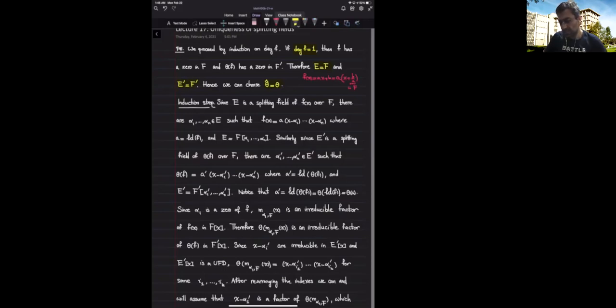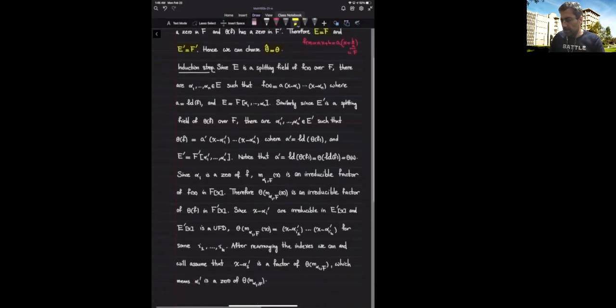Now I'm going to discuss the induction step. I should warn you that the induction step is a bit technical, but the main idea is actually rather easy. So first I'm going to show you the technical part. We go through all the details, but then at the end I'm going to summarize it and mention the important parts of the argument. Okay, so what is it again? We start by asking ourselves, what does it mean that E is a splitting field of f? And what does it mean that E prime is a splitting field of theta of f?